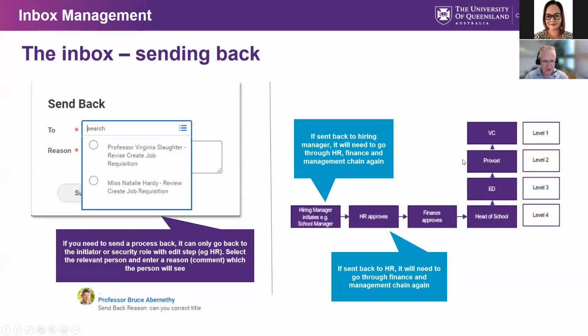So if, for instance, the provost is sending something back through the executive dean, head of school, etc., and they can only send it back to HR or to the hiring manager, then basically, if it's sent back, for instance, to HR, then it would have to go back through finance, the head of school, executive dean, etc., again for approval. But just note that depending on whether or not you want to use the send back function or the comment field, if it's a minor adjustment, for instance, that needs to be made in the system. So that's something I might need to take some questions on, but just be very cautious of the send back functionality, in that it will require it to go back through the same approval pathway that it's come from.